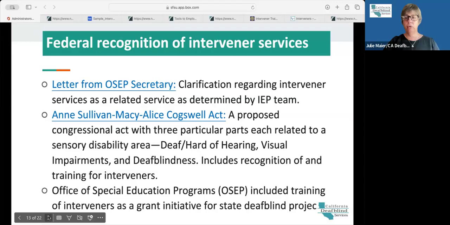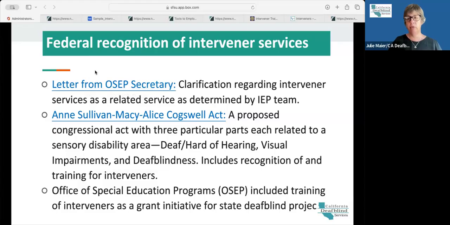Because of that, I think it was 2017, the director of the National Center wrote to the Office of Special Education Programs Secretary and asked for clarification about whether an intervener could be regarded as a related service. And there's a link to the letter. The letter is also on that tools resources page that I just showed you.